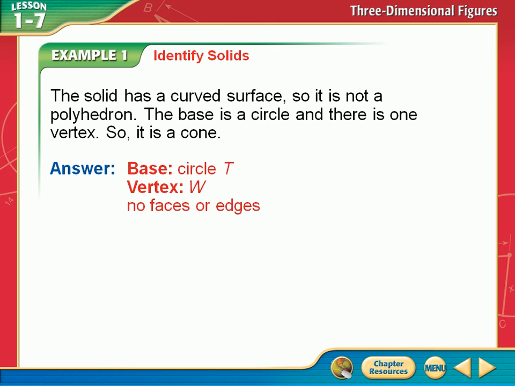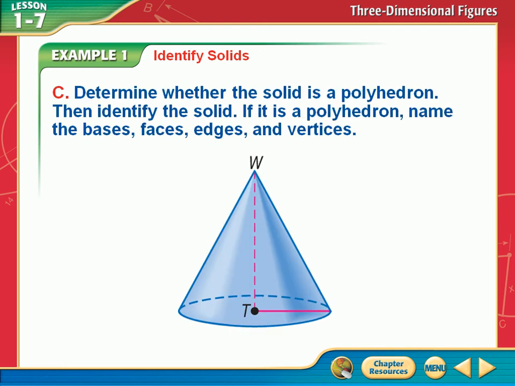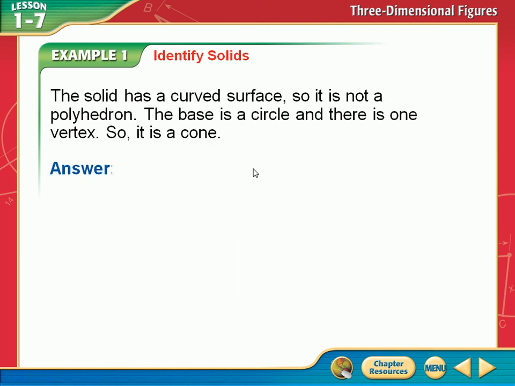Oh, by the way, let's go backwards a little bit. We didn't mention this. There it is. We have a whole chapter on circles, but here's just a little preview. In order to name a circle, we always name it by the center of the circle. The center of the circle is point T, so we call this circle T. And what is the vertex of this? It's W. Now it's not a vertex of a polyhedron, but it is the vertex of that cone. I just wanted to make sure we knew that.